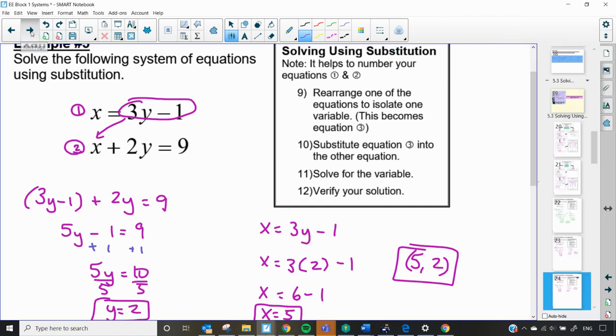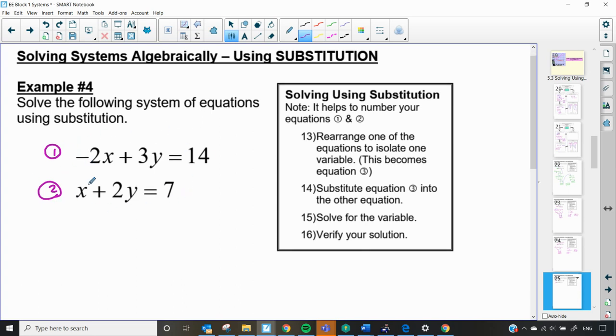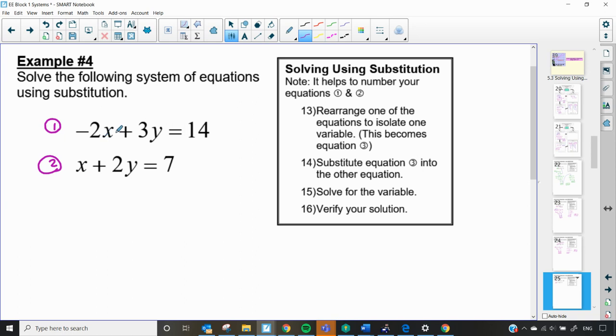All right, so we're going to take a look at one more example here. Our equations are negative 2x plus 3y equals 14, that's equation number 1, and x plus 2y equals 7, which is equation number 2. Neither of them have been manipulated to isolate a variable, so our first step is to choose which one we're going to isolate. If we look at the first one, we've got coefficients greater than 1 in front of both x and y. But in equation number 2, x looks very easy to isolate. So that's the one I'm going to work with.